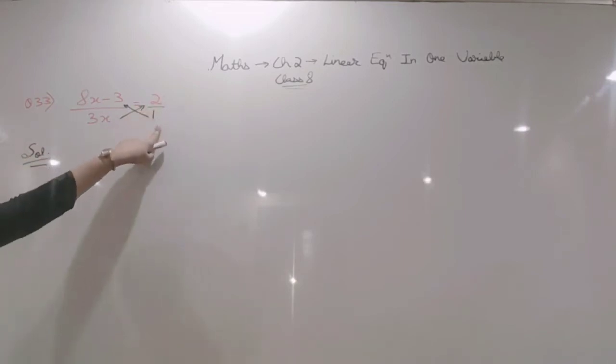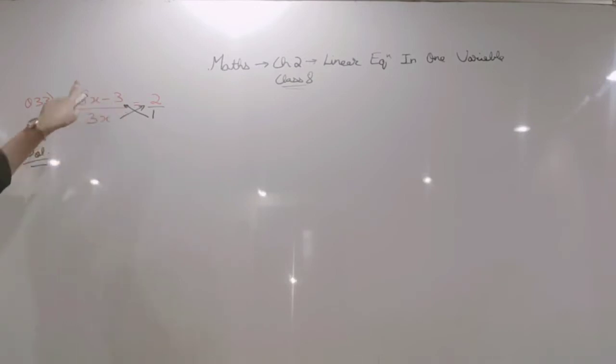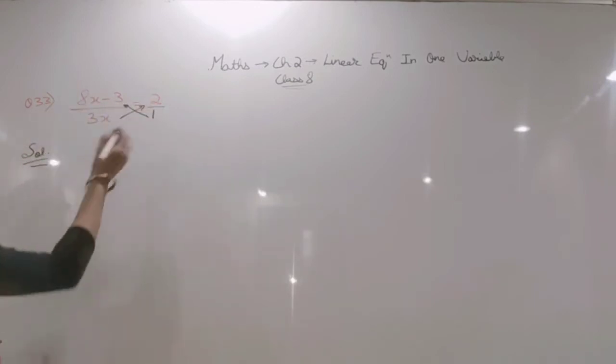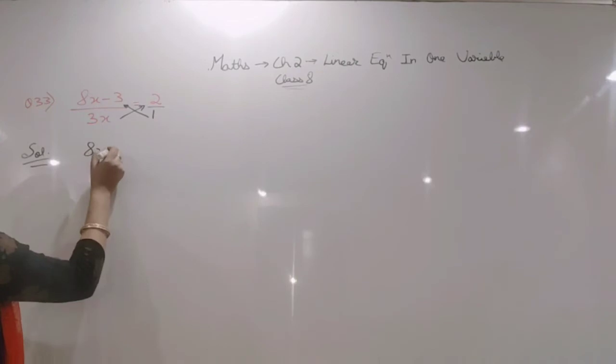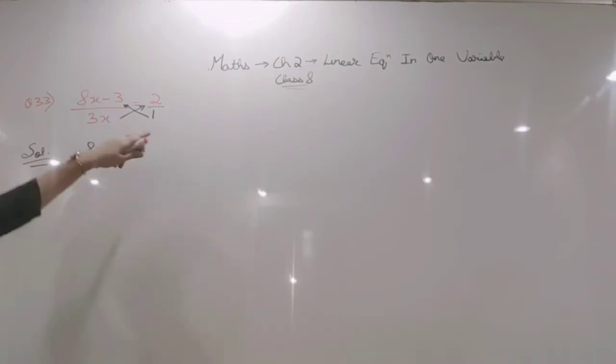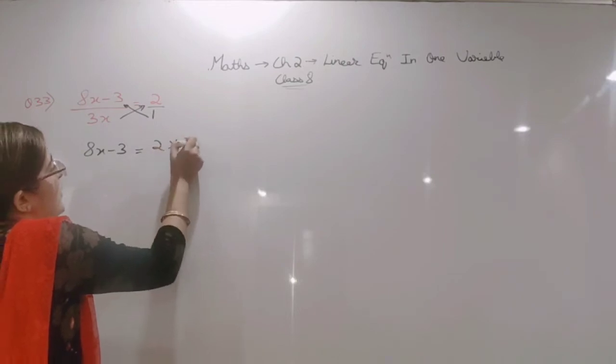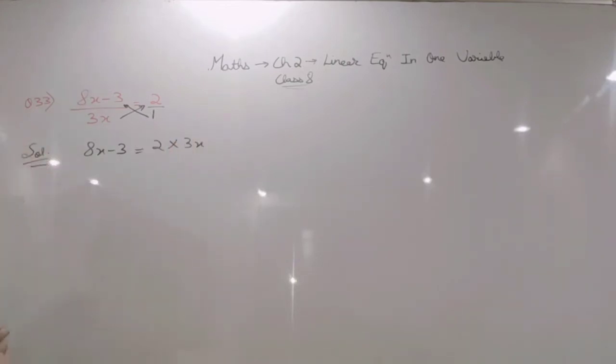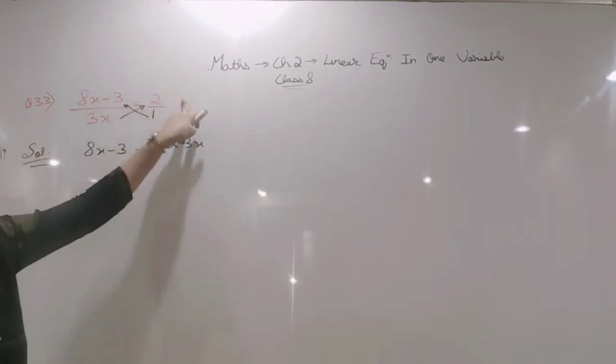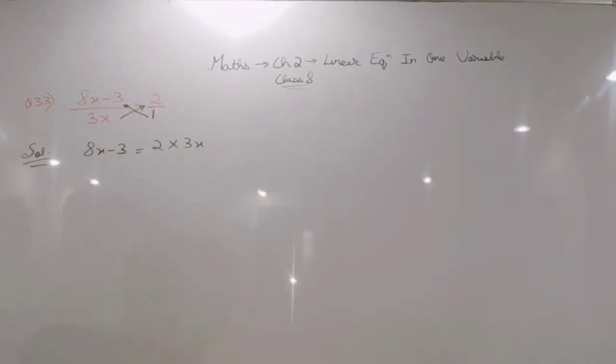This can be written as 2 by 1. This 1 will go above and 3x will go either. 1 into any number is same. 1 into 8x minus 3 will be same. And here we will do 2 into 3x. Why are we doing so? Because the number which is in division comes to the multiplication on the other side.